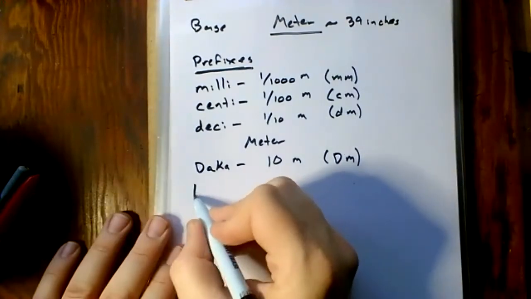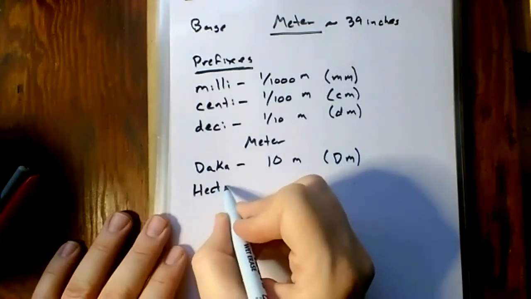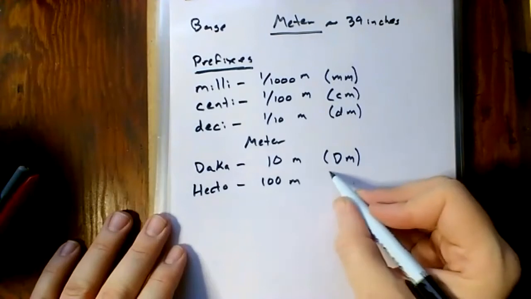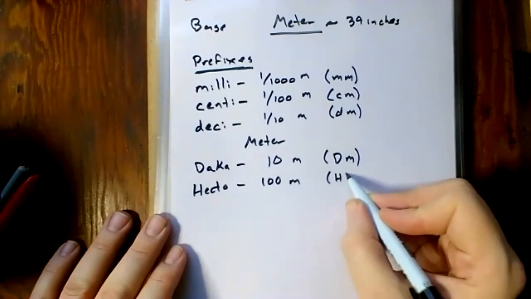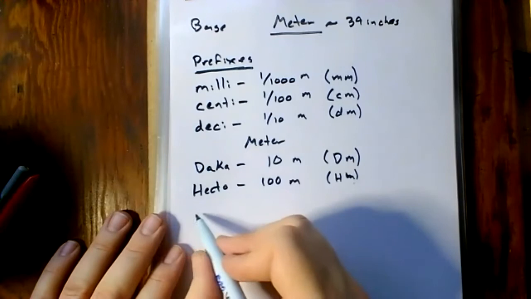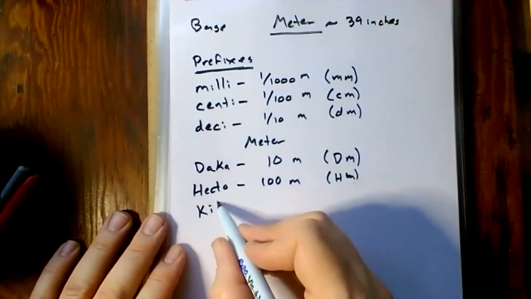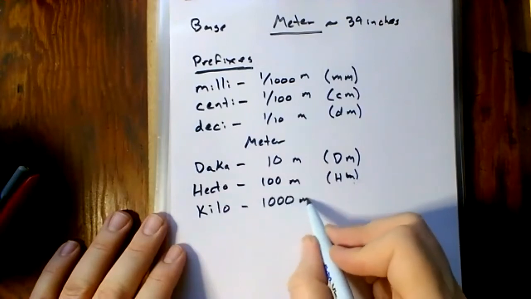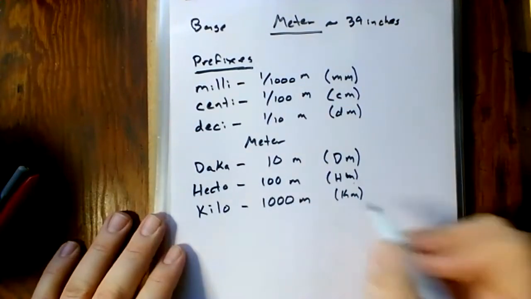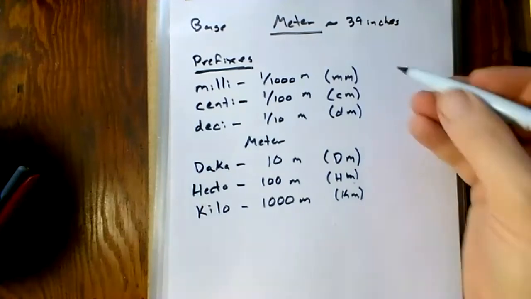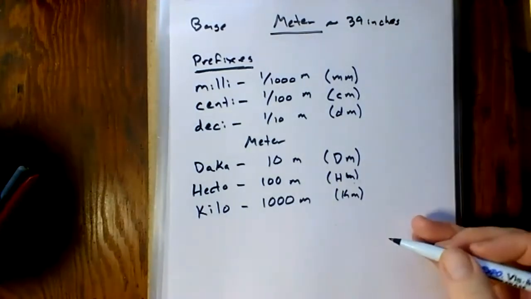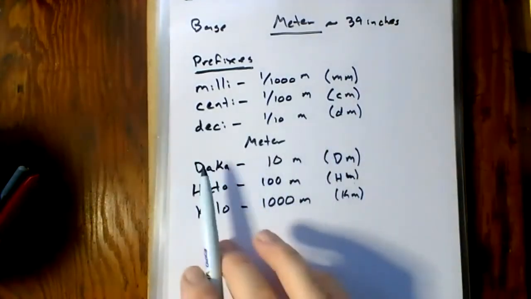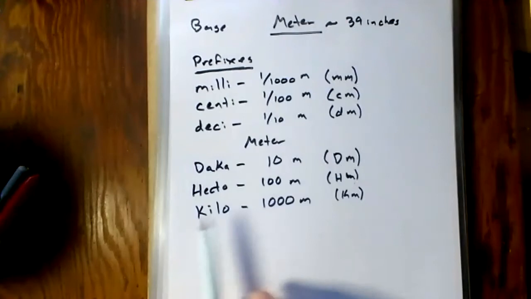Then I've got hecto. That would be 100 meters, HM. Then we've got kilometers, kilo. A kilometer is 1,000 meters. And these are our basic types of units. So you're going to see millimeters, centimeters, decimeters, meters, decameters, hectometers, kilometers.